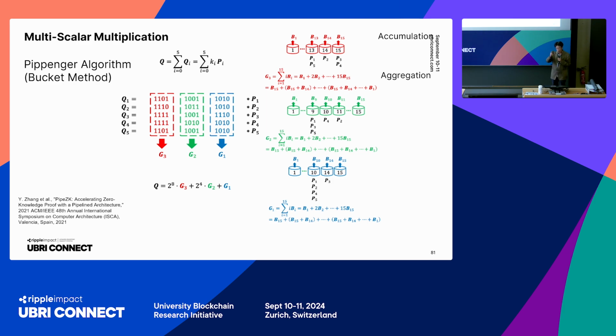So instead of multiplication, we begin with addition first. If some points are multiplied by the same scalar, then we can do the addition first, followed by multiplication. In this way, we can reduce the total execution time. So this slide shows the key ideas of Pippenger's algorithm, which is also called the bucket method.